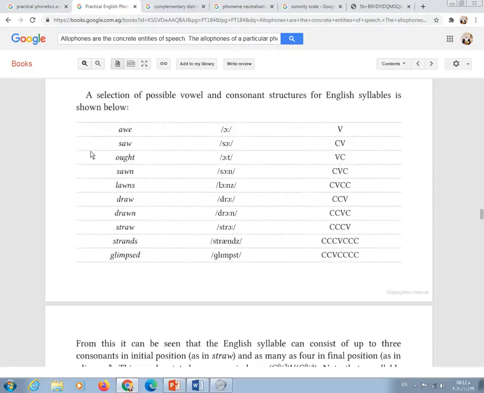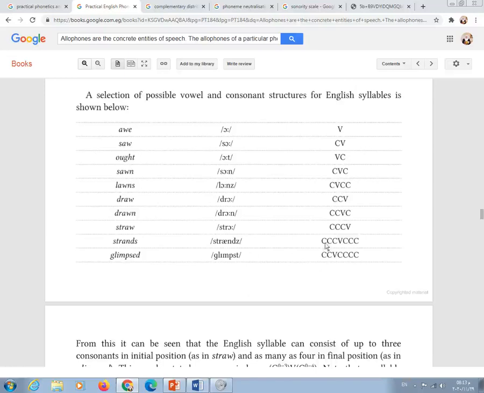A very interesting part here, for example, the minimum syllable is called minimum because it's made only of one sound, which is V, as in "O". A syllable could be CV, a consonant and a vowel, as in "so". It could be VC, as in "oat". It could be CVC, as in "son". CVCC, as in "loans", and so on.